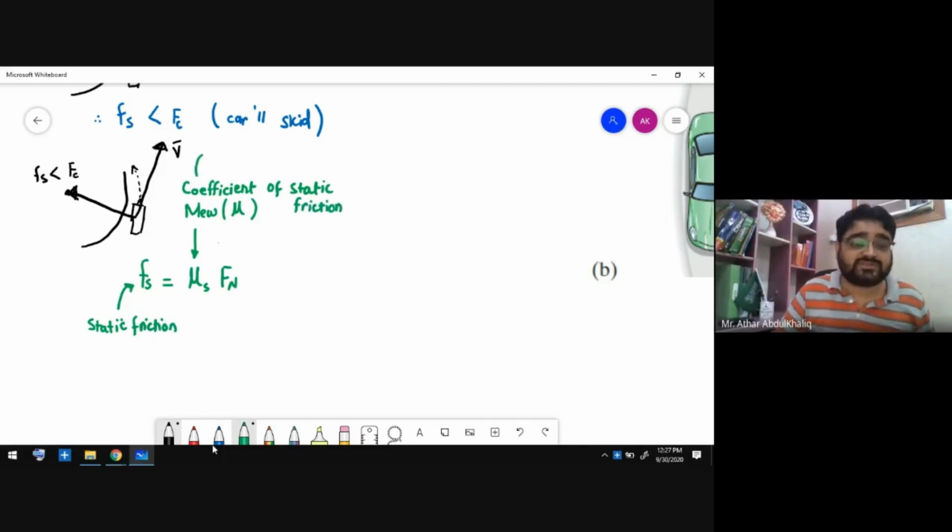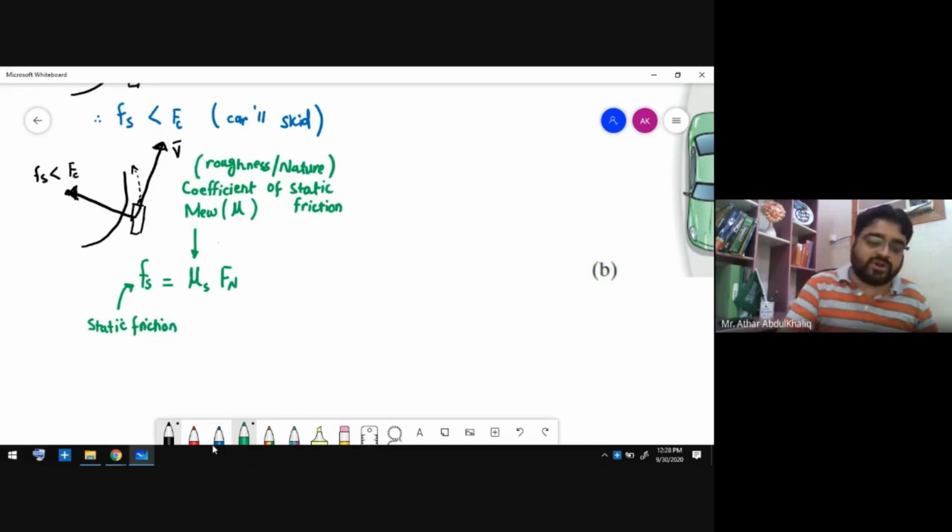What actually is this coefficient of static friction? It is roughness, or you can say it depends upon the nature or roughness of the surface. What does it mean? It's really difficult to understand, so let me make it simple. If the road is made up of cement, the value of mu s will be, let's say, 0.6.